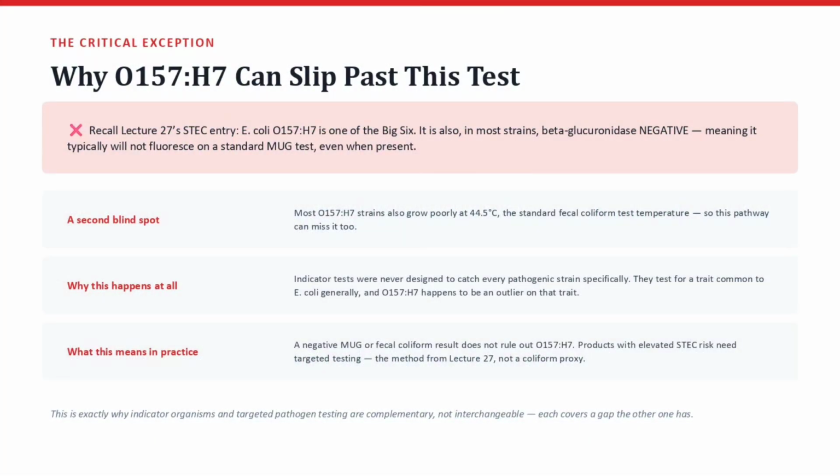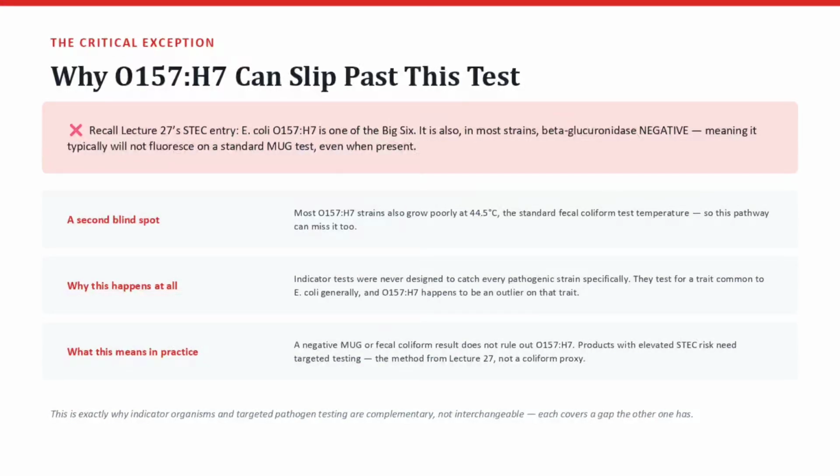Here's the critical exception, and this is genuinely one of the most important things in this entire lecture. Recall Lecture 27's SDC entry. E. coli O157:H7 is one of the big six. It is also, in most strains, beta-glucuronidase negative. That means it typically will not fluoresce on a standard mug test, even when it's actually present in the sample.